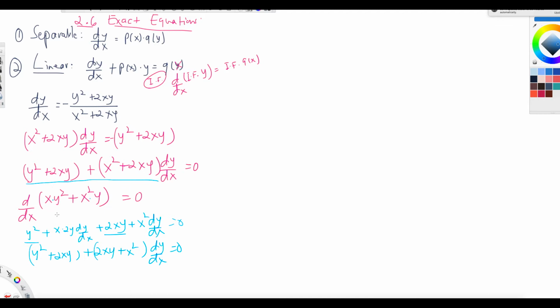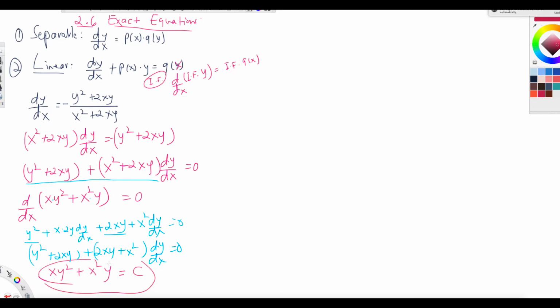In this case, you can integrate. Let us integrate on both sides to solve this. If you integrate, you will get xy squared plus x squared y equals a constant c, or a function c of y, because we are finding the derivative with respect to x. So I'm integrating that, equals c. This is the final answer.